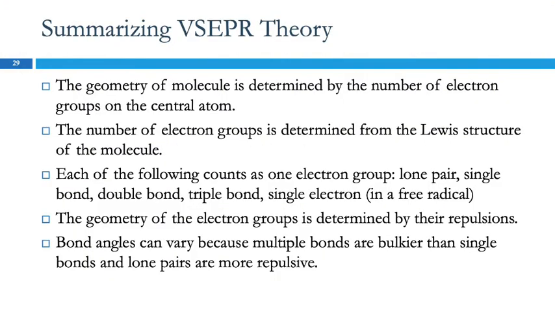So this is a summary of VSEPR theory. The geometry is determined by the number of electron groups, which you get from the Lewis structure. An electron group is a lone pair, a single bond, a double bond, a triple bond, or single electron. The geometry of the electron groups is determined by their repulsions, and then bond angles can vary because lone pairs are bulkier, and also multiple bonds are bulkier than single bonds. So that's a good summary slide.